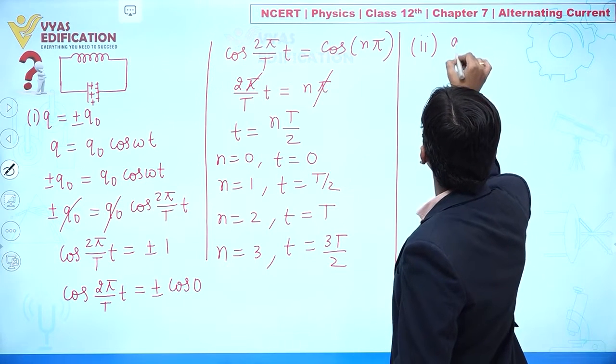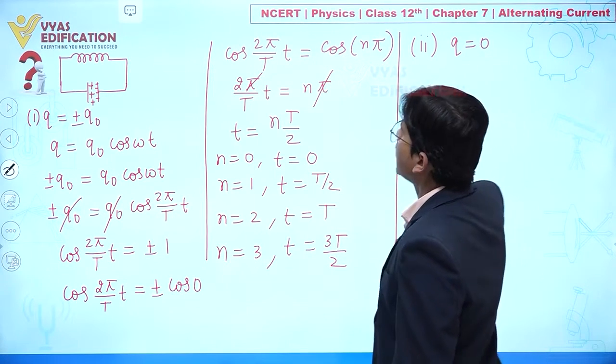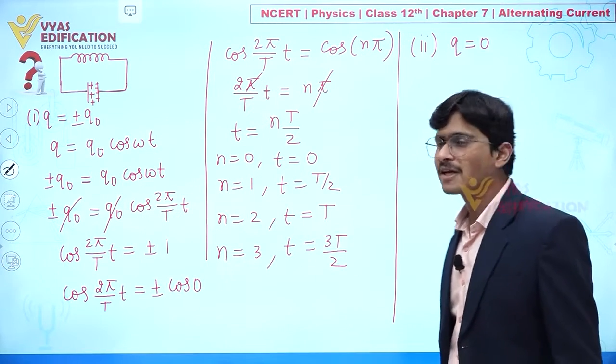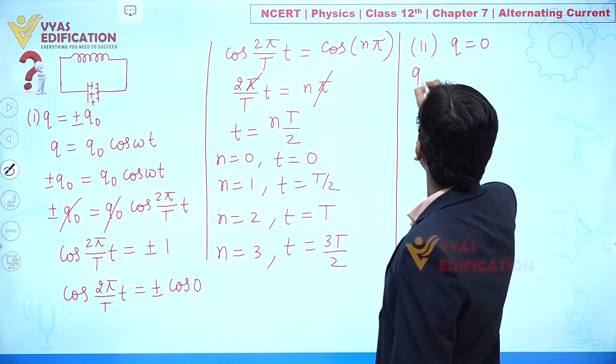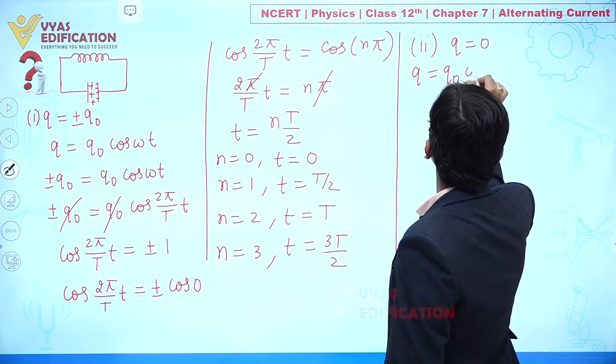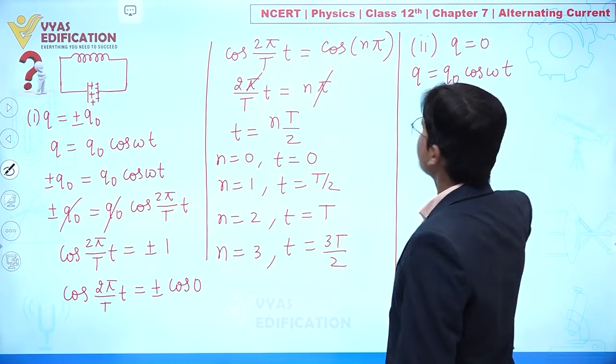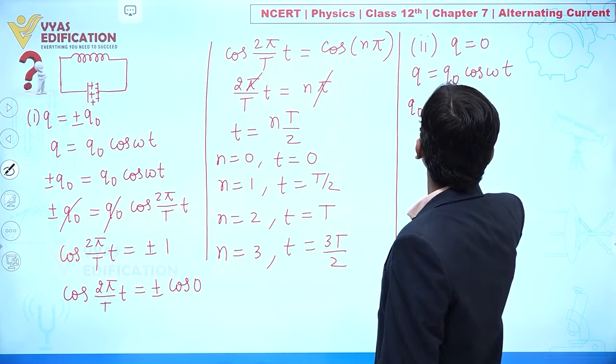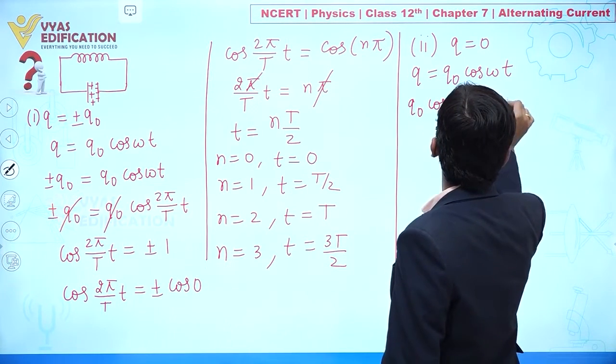We can say whenever all energy is magnetic energy, at that time the charge stored in a capacitor is 0. So I can write the general expression q equal to q naught cos of omega t. This value of q is 0, so q naught cos of omega t is equal to 0.